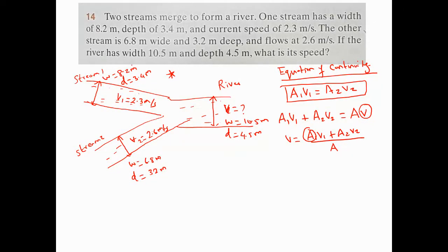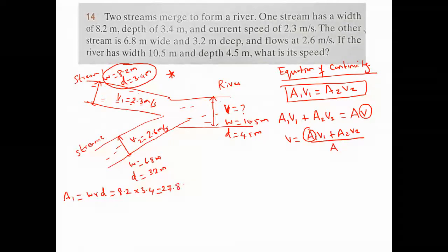So how to find the area of the first stream? If you multiply the width with the depth, you will get the area. So my area 1 is nothing but width multiplied by depth. My width is 8.2 meter multiplied by 3.4 meter, which gives you 27.88 meters square. Am I right?